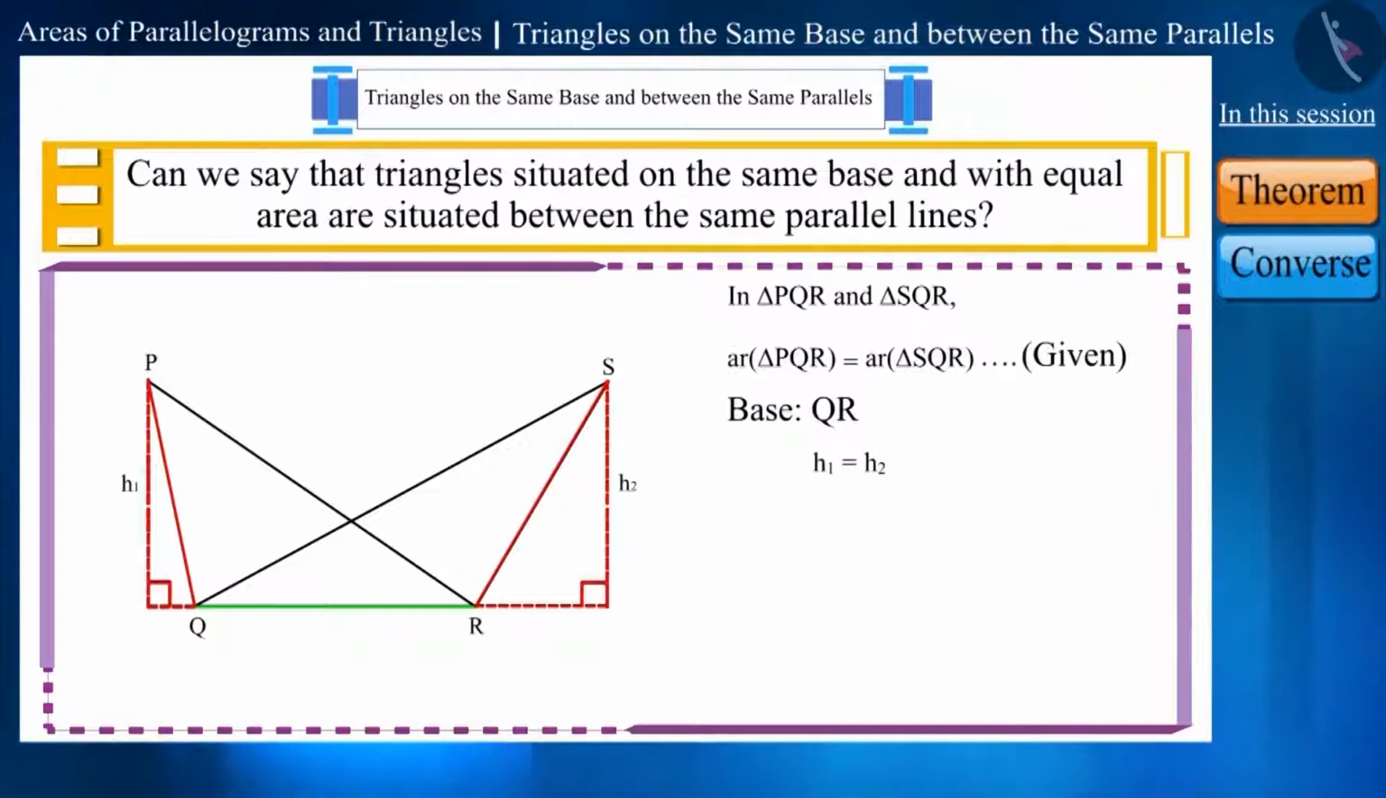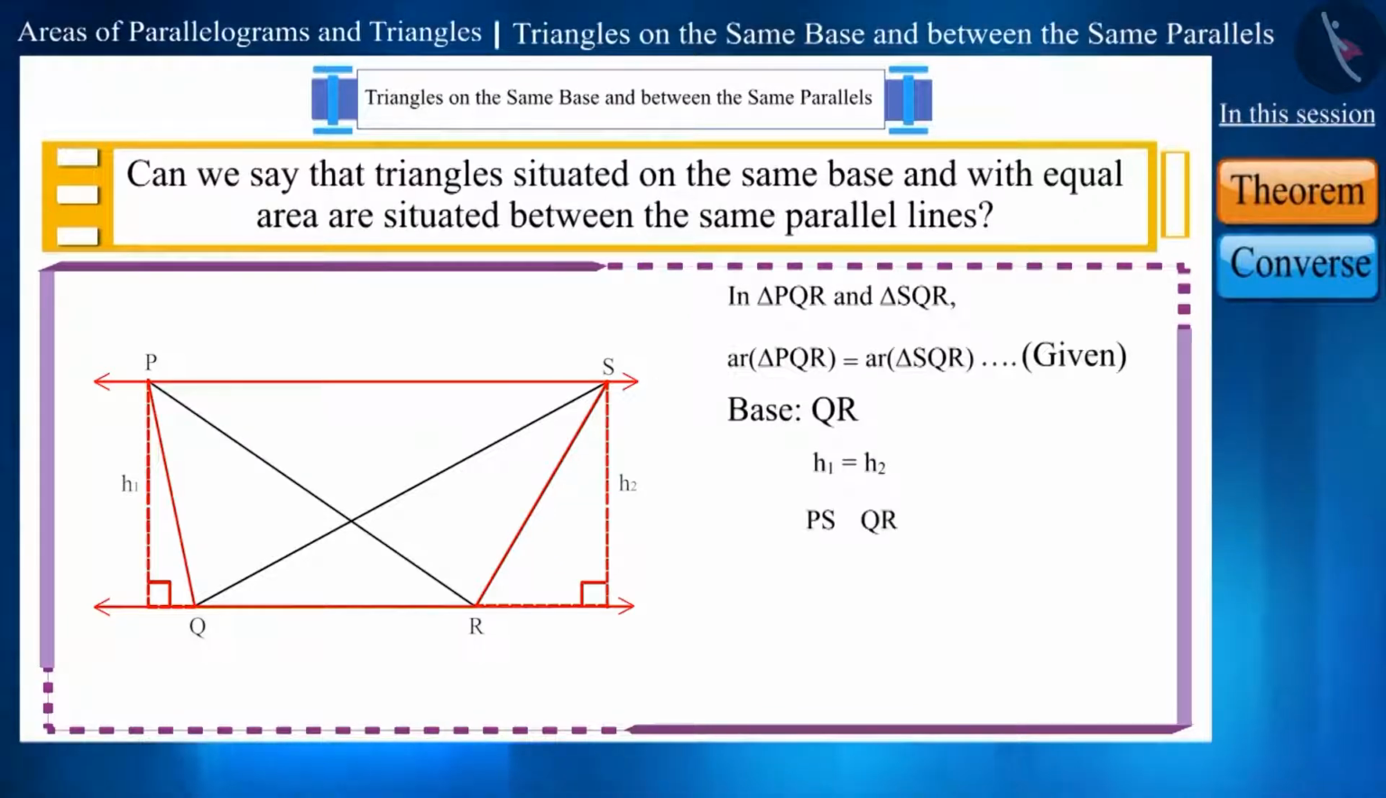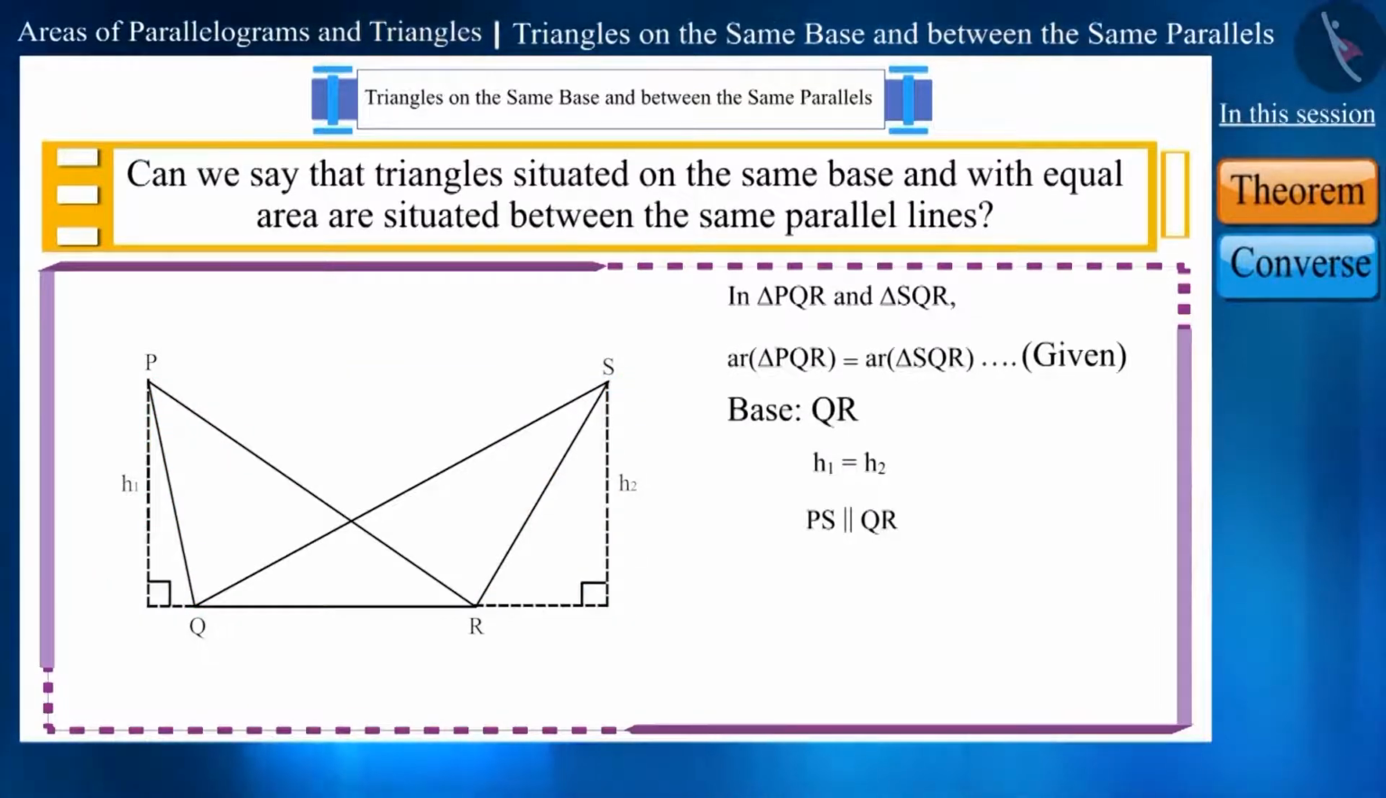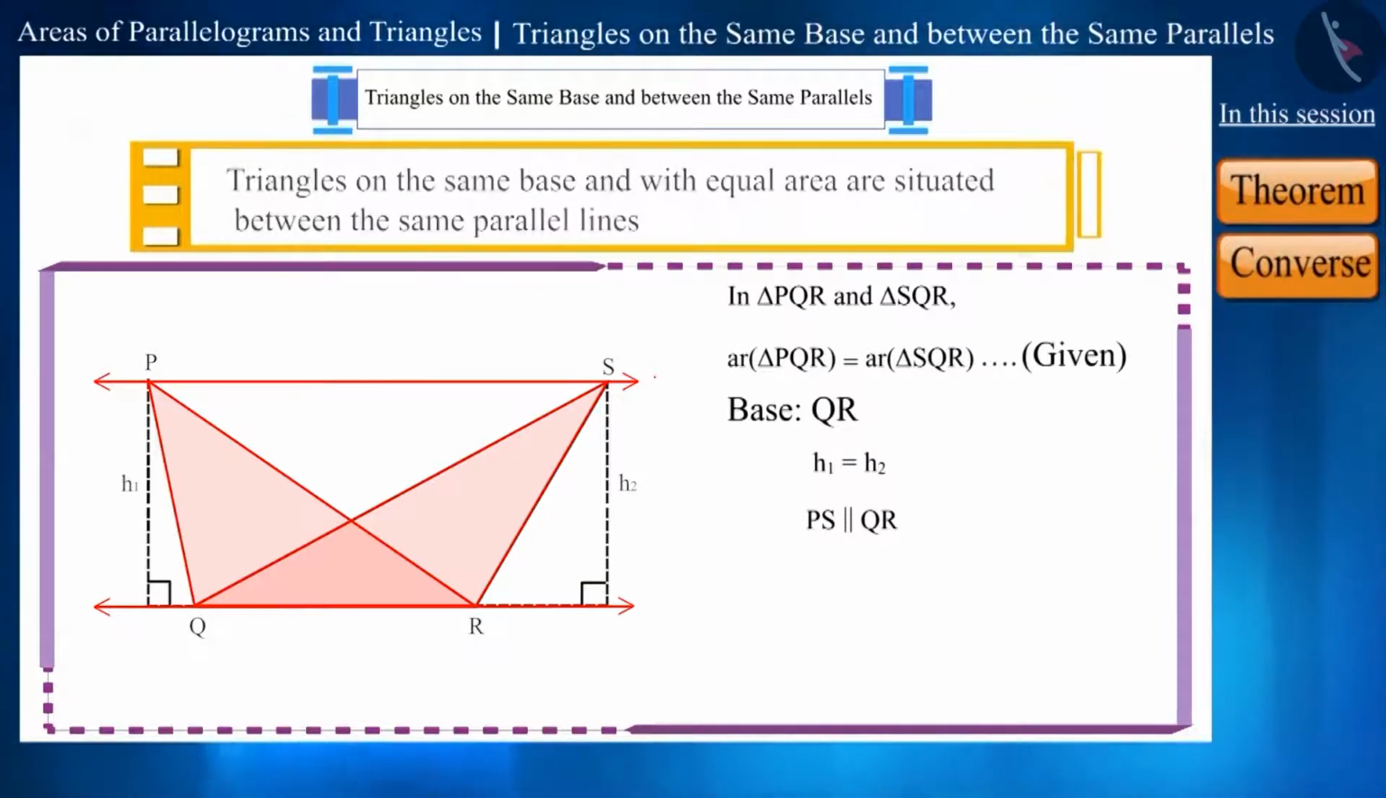If we join P and S by drawing a line, then we can say that PS and QR are parallel to each other. Therefore, we can say that triangle PQR and triangle SQR are situated between the same parallel lines. Thus, we have proved the inverse of the theorem, which says triangles situated on the same base and with equal area are situated between the same parallel lines.